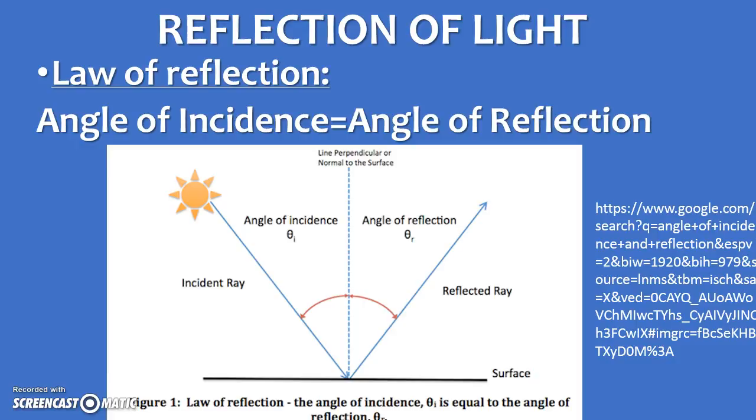So this diagram shows kind of how it's laid out. So you have the sun, for example, and say that the surface is like a blacktop. So the sun comes down and the light rays are coming down, and the light rays that are coming down are called the incident rays. And that measure is the angle of incidence. So once it hits the pavement and bounces off, that's called the reflected ray and the angle of reflection. So as you can see, the angle of incidence is the same as the angle of reflection.